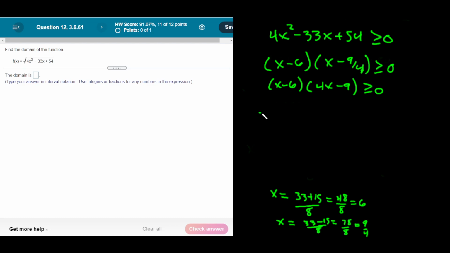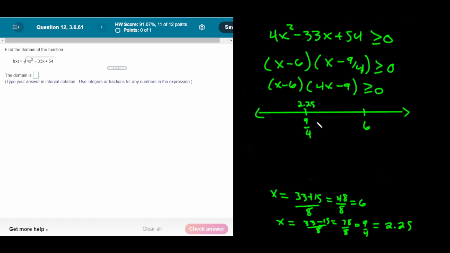All right, number line. Key players, we already have the key players here. We have a 6 and a 9 over 4. Which one is larger? If you do 9 divided by 4, that is 2.25. So where will they go with respect to one another? We're going to put the 2.25 here, which is 9 over 4. We're going to put the 6 over here.